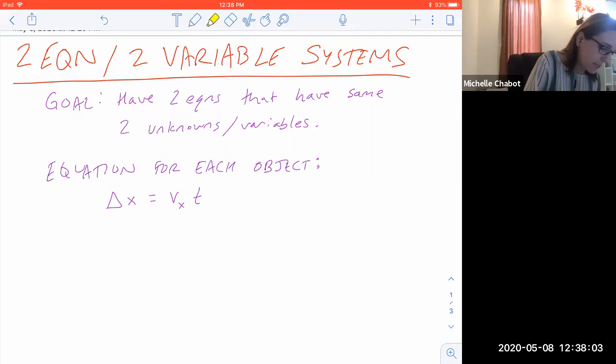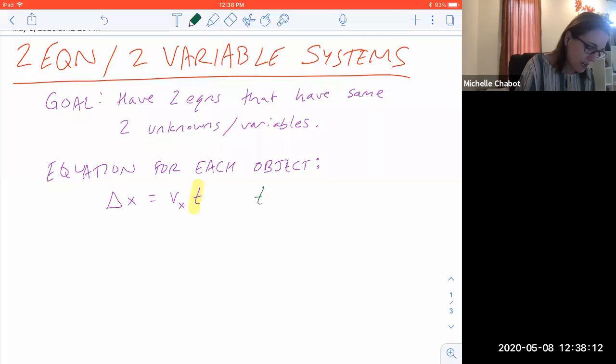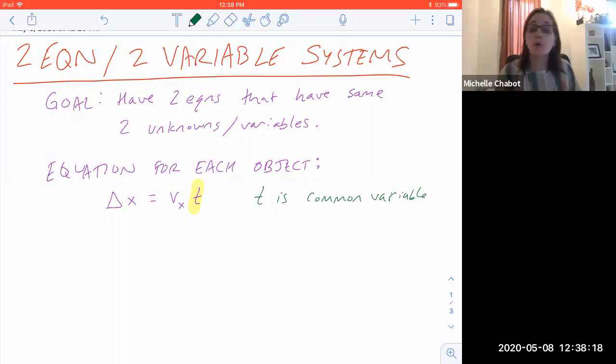And so what we can do then is say that time is going to be one of our variables. So t is a common variable. So it should be in both of our equations, because the bird and the runner, that's basically what it's asking, is how far does the bird go before the runner crosses the finish line? So they have the same time.